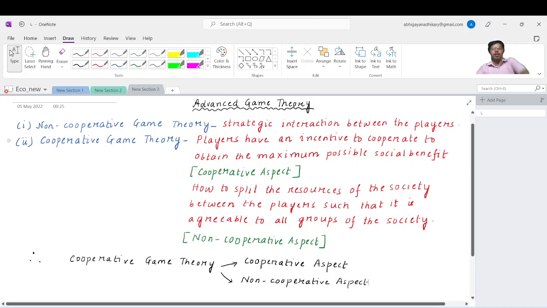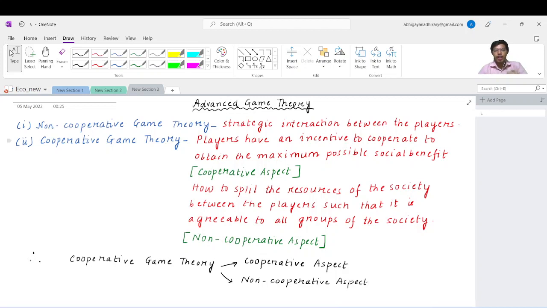Hello everyone. Today we are going to begin our discussion on advanced game theory. Now, before actually getting into the advanced part, as I've written it down, let us have a brief recap of what we have actually studied in game theory.